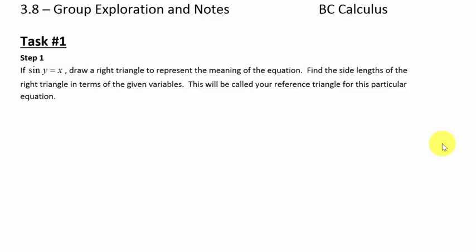In this video, we're going to explore where the derivatives of inverse trig functions come from. To do that, we're going to go through a few tasks that you are going to do after I show you how to get started.